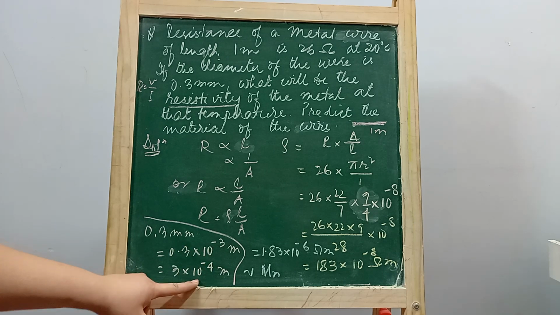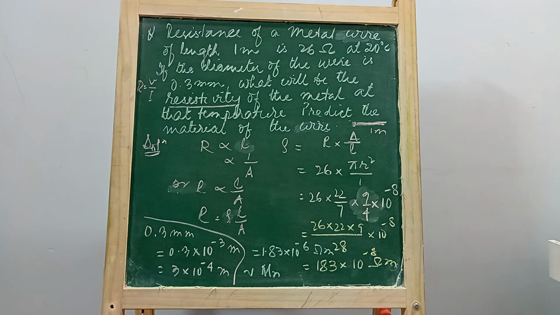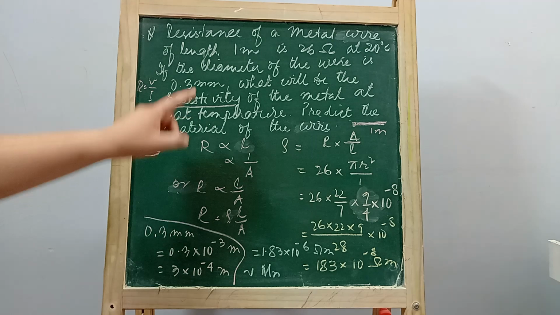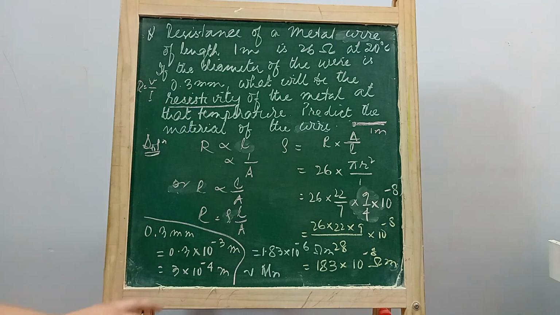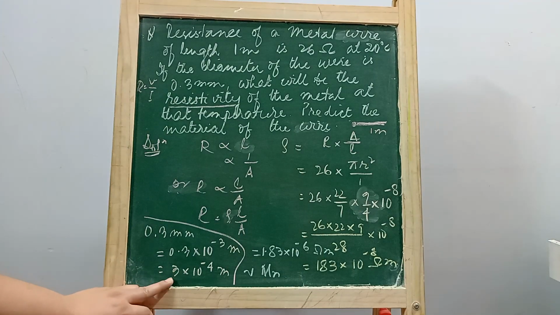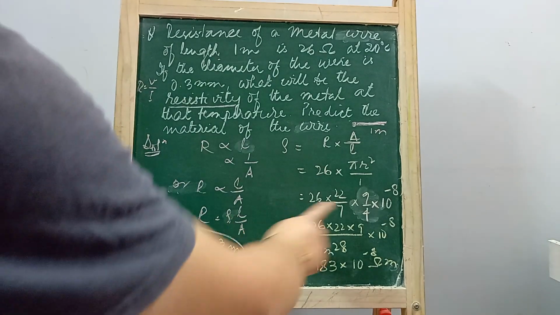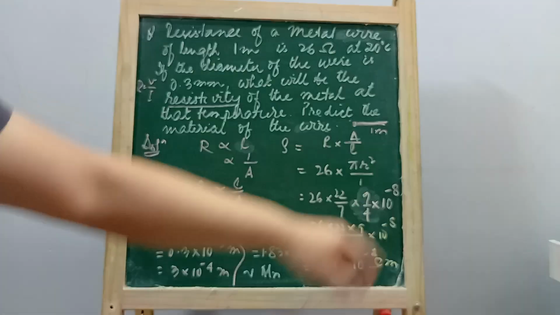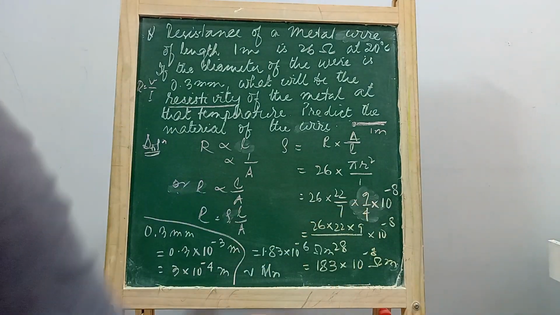So it will become 10 to the power minus 4. This is the diameter, right? It's not the area. This is the diameter. So what will be the radius? Radius will be half of it. So 3 divided by 2. Then there is square. So square of 3 is 9, square of 2 is 4, and the square of 10 to the minus 4 will be 10 to the minus 8. Simplifying it, you'll get 183 into 10 to the power minus 8 ohm meter.